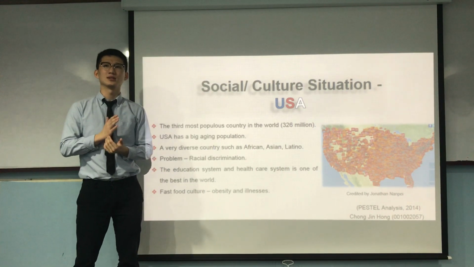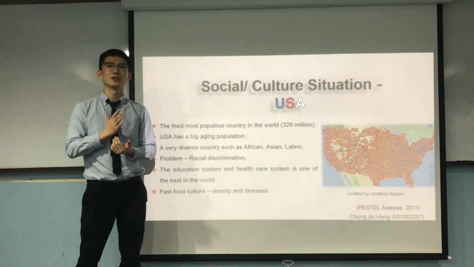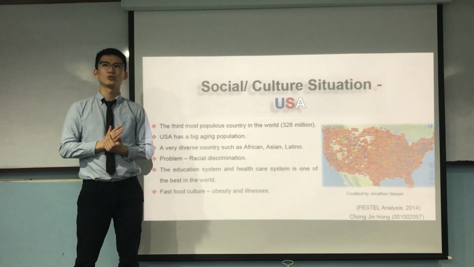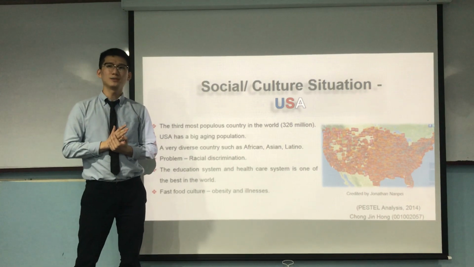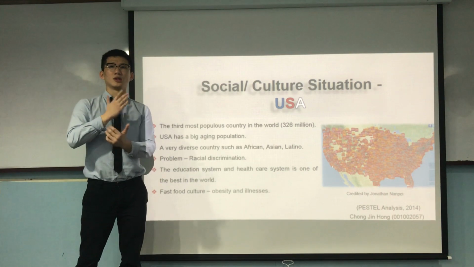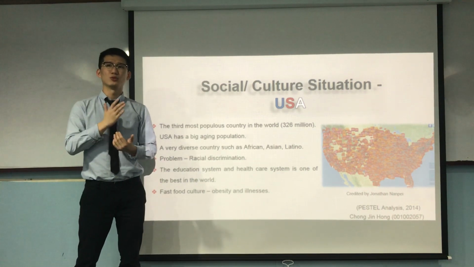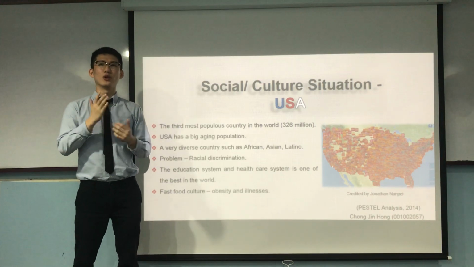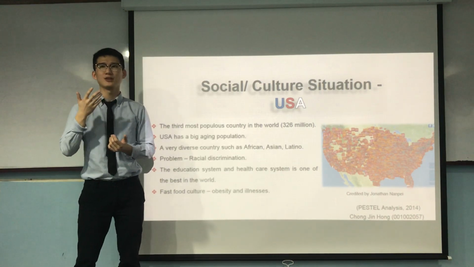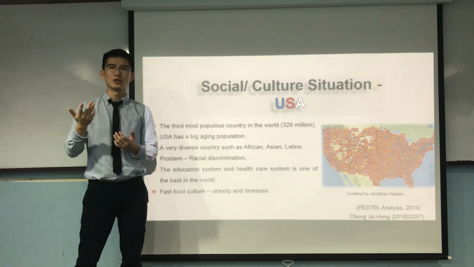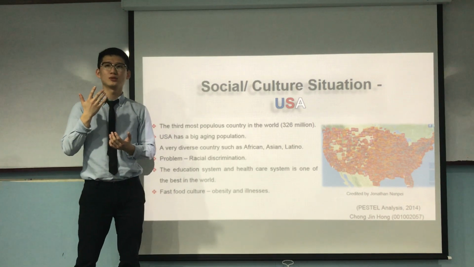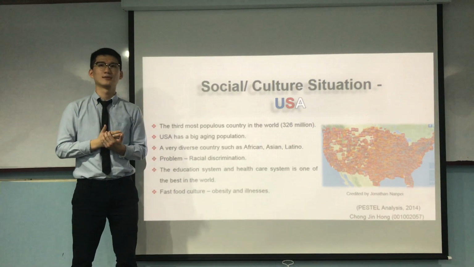The United States is the third most populous country in the world. The population of the United States is around 326 million. However, the United States has a big aging problem which can lead to labor shortage in the future. Besides that, the United States is also a very diverse country, with African, Asian, Latino, and others. But racial discrimination is also a serious problem in the United States.